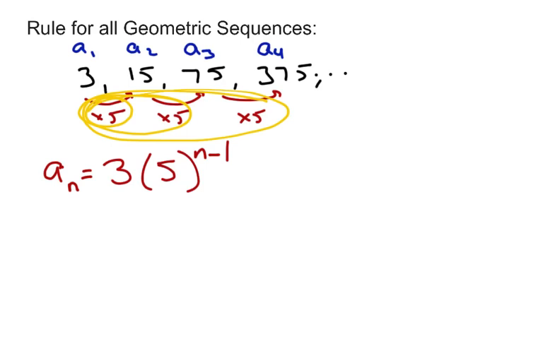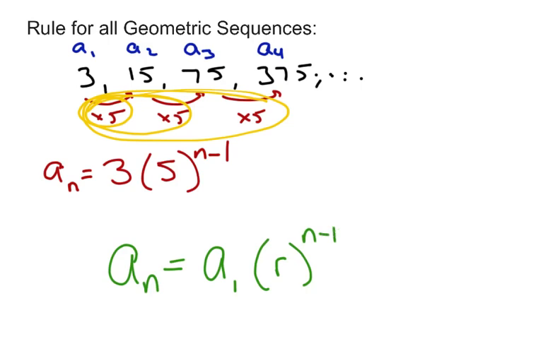Now remember, repeated multiplication, 5 times 5 times 5, that's 5 to the third power. So if we want to multiply by 5 n minus 1 times, that's 5 to the n minus 1 power. So a more general form, if we want the nth term of any geometric sequence, we're going to start with the first one and multiply by the common ratio n minus 1 times.